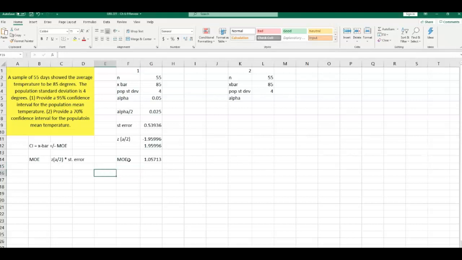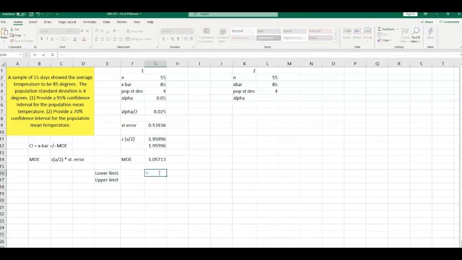So when we figure out our confidence interval, we'll have a lower limit and an upper limit. The lower limit, all we need to do is we take our x bar and we subtract our margin of error. And our upper limit, we take our x bar and we add our margin of error. So we now have our amounts here, right? The lower limit's this 83.9, the upper limit's 86.057.